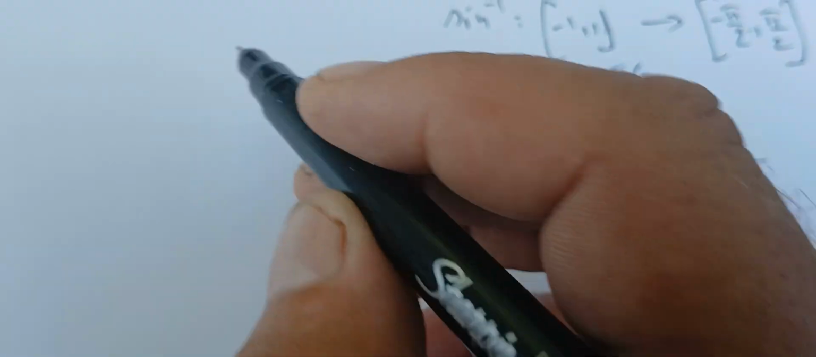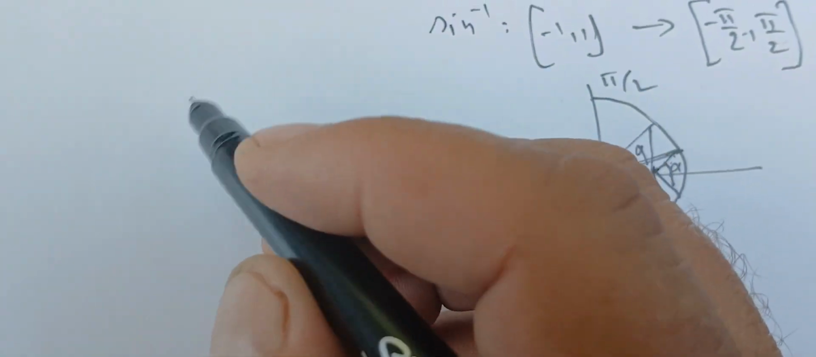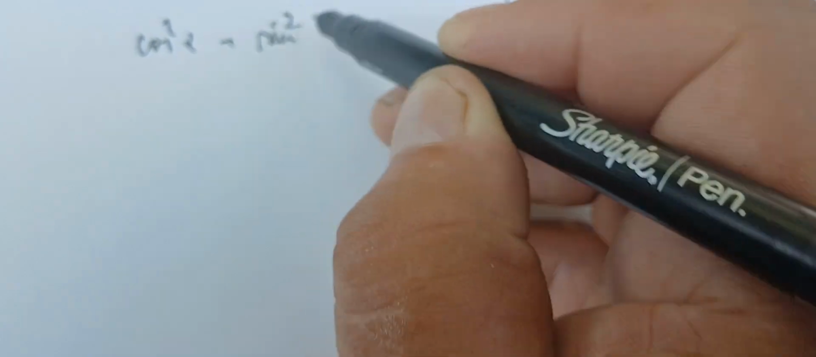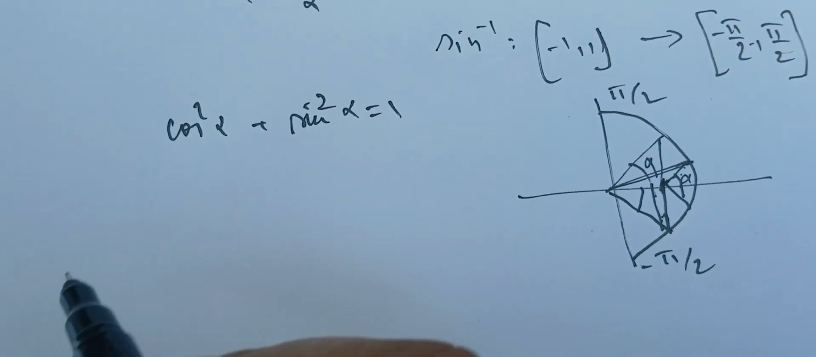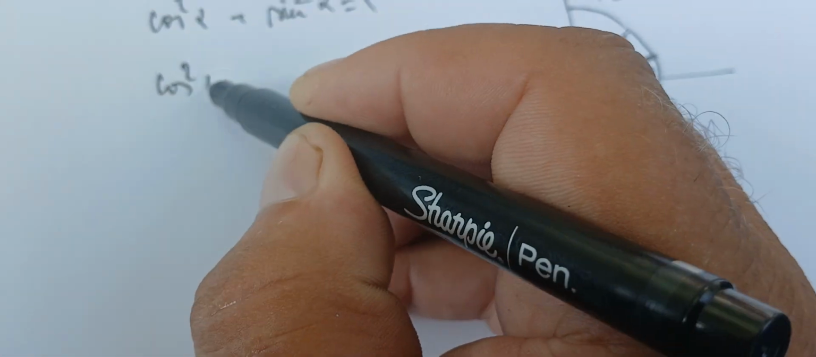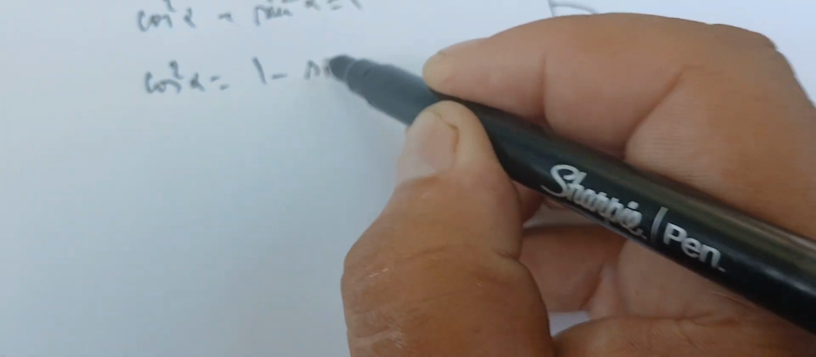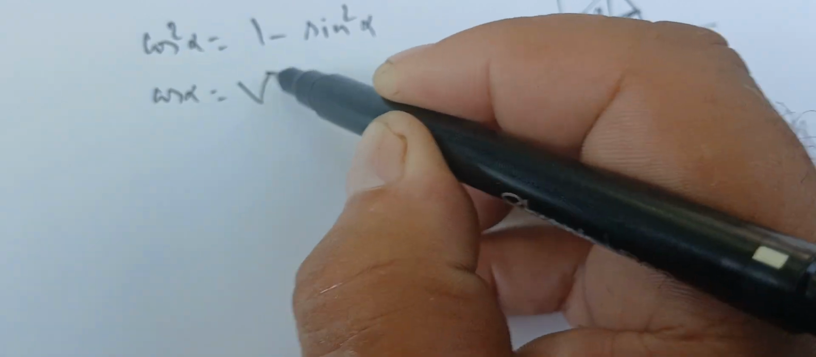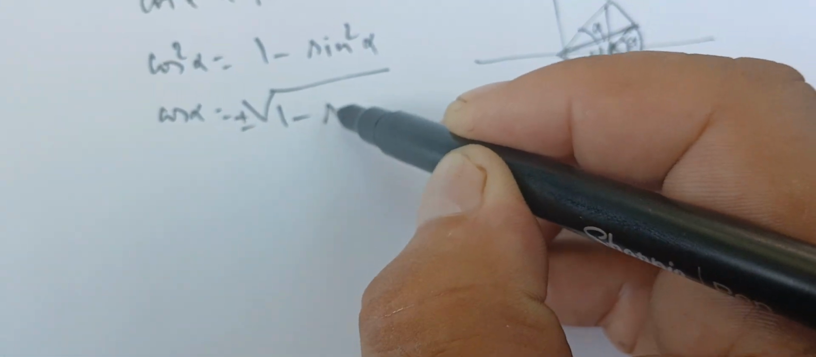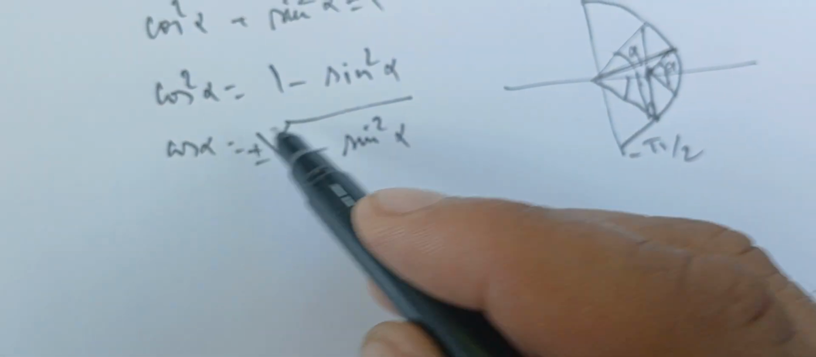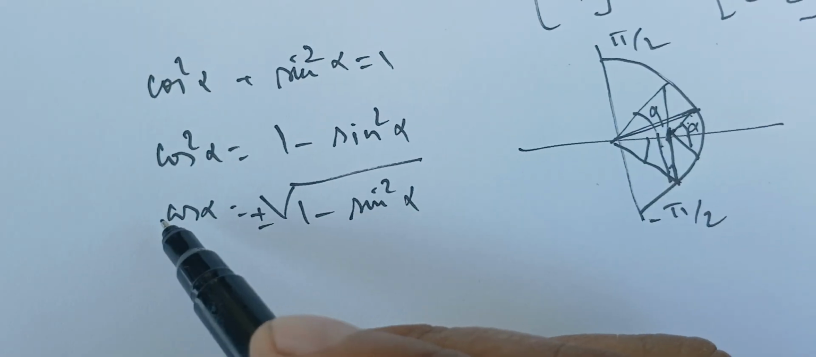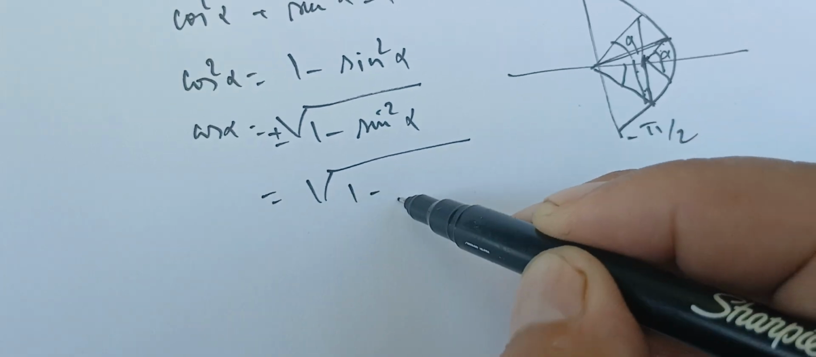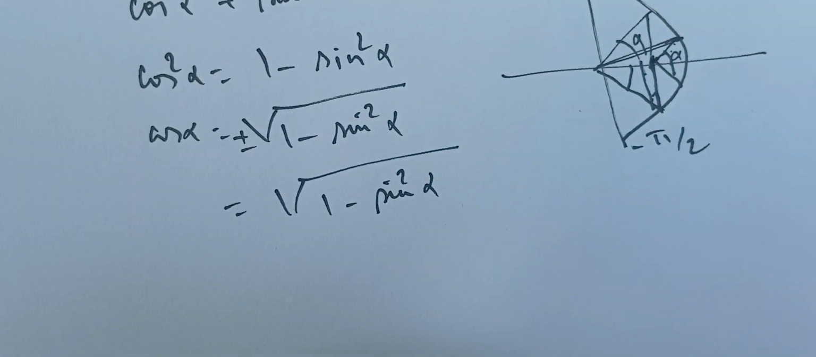Now, using our Pythagorean identity, we have the cosine squared of alpha plus sine squared of alpha is 1. Now we can solve for the cosine. We get the cosine of alpha is plus or minus the square root of 1 minus sine squared of alpha. But we're going to get rid of the minus because the cosine is always positive. Therefore, we have only the square root of 1 minus sine squared of alpha.